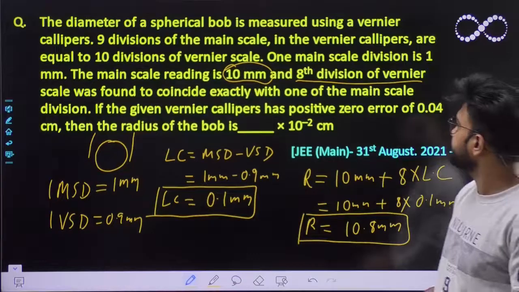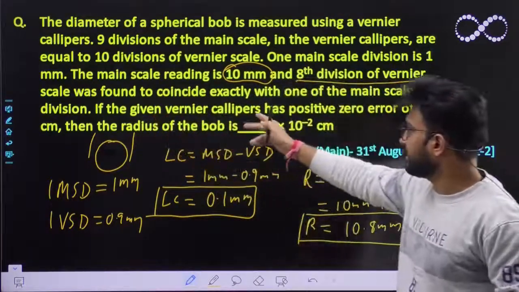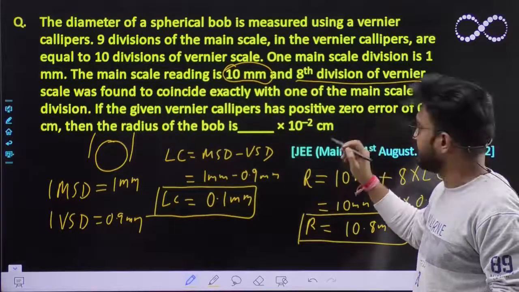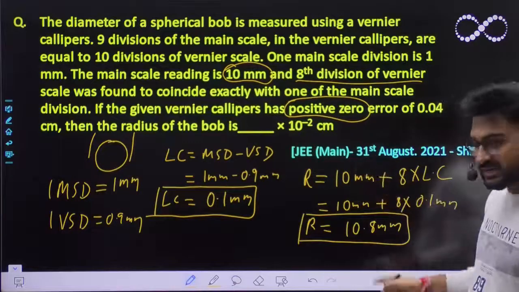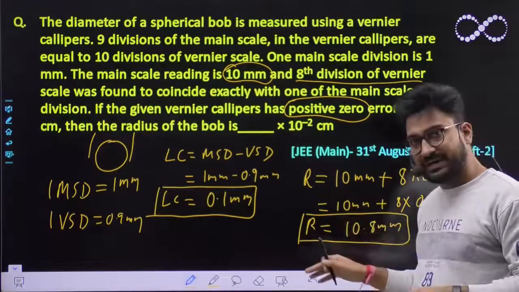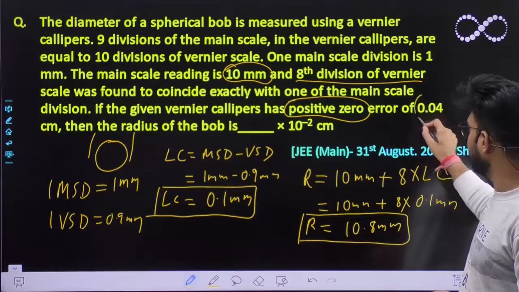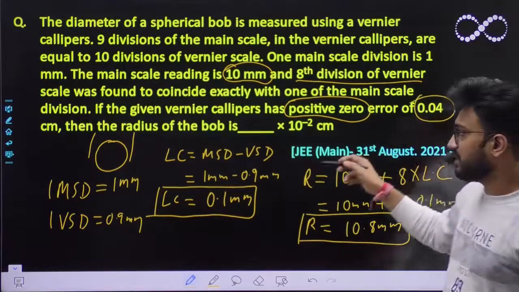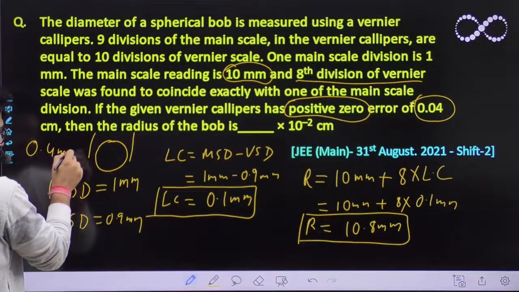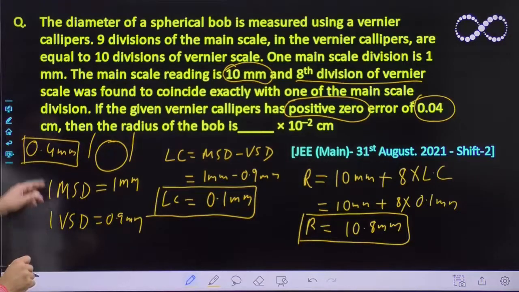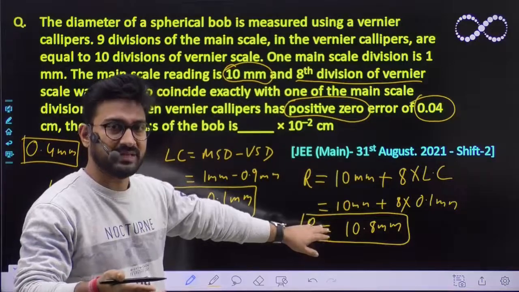Now it says the zero error is found to be constant. If the vernier caliper has a positive zero error, so it has a certain error which is positive. That means whatever reading you are getting is in excess. And the zero error is 0.04 centimeter, which is nothing but 0.4 mm. So it has a positive error of 0.4 mm. So whatever reading we are getting is more than the actual reading.